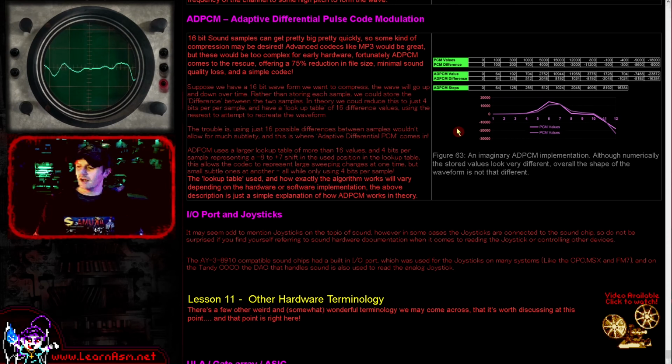Now, the final thing I just want to quickly mention is I/O ports and joysticks. Why am I discussing I/O ports and joysticks in a sound tutorial? Well, that's because some systems like the AY sound chip had I/O ports connected to them. So quite often those ports were used for things like joysticks. So don't be surprised if you're reading your audio documentation and you hear joysticks mentioned. And also on some systems like the Dragon and Tandy CoCo, the analog to digital converter that was used for the audio was also used for reading the joysticks. So sometimes these things cross over. So just bear it in mind, and don't be surprised if you see I/O being discussed in your sound documentation.